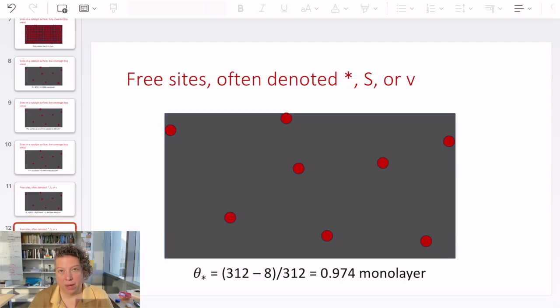Or in terms of monolayer coverage, I could say 312 total sites minus 8 that are occupied divided by 312, and that gives me a free site coverage of just over 97%. I could have gotten that also by taking 1 minus 0.026, which was the coverage of the red molecules that we looked at earlier.